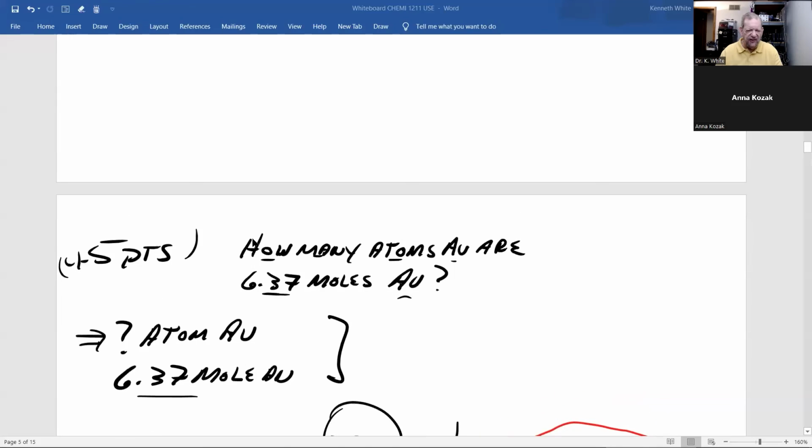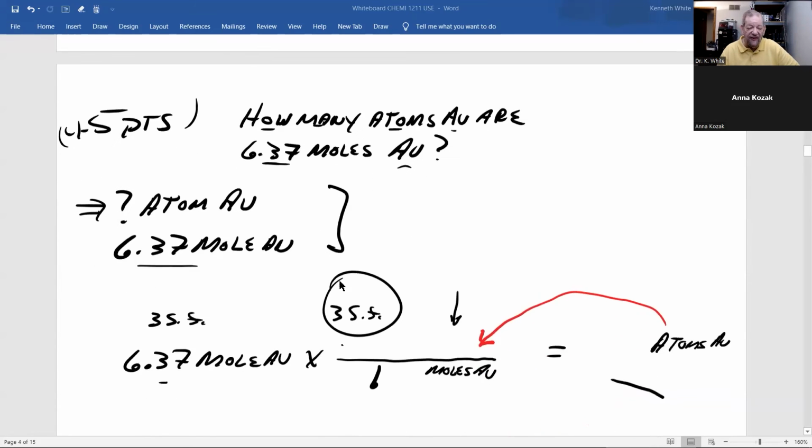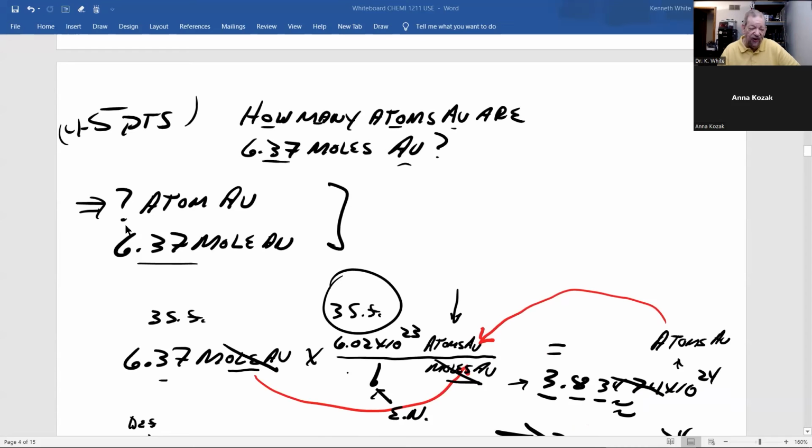All right, let's go through this again. The question is, say, 5 points: how many atoms of gold, that's Au, are in 6.37 moles of Au? When you see a word problem, relax, take a deep breath, you can do it. First of all, you have to figure out, and you show it with a question mark, or you can use whatever you want, what are you being asked to find unit-wise? Atoms of gold. What are you given? Well, this is the only number, 6.37 moles of gold.